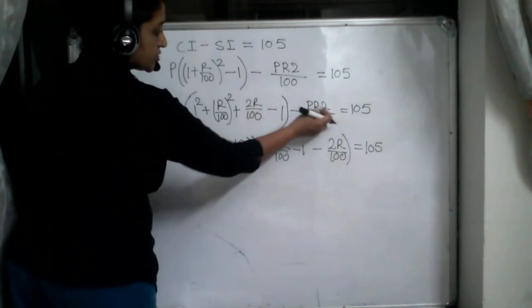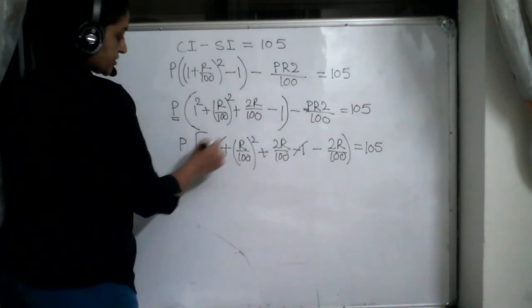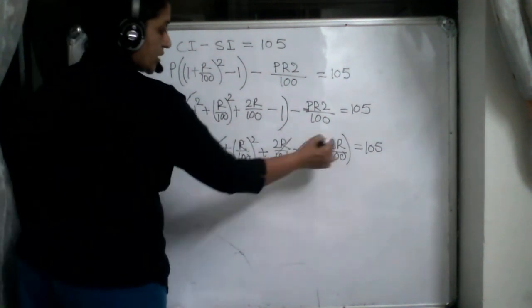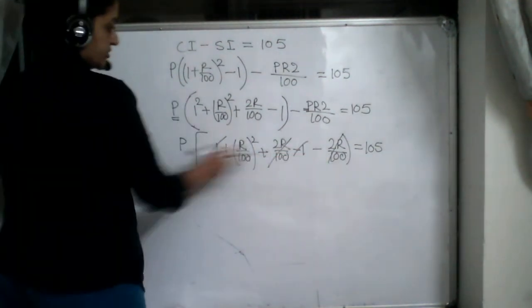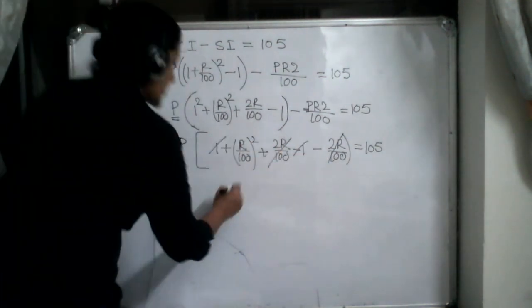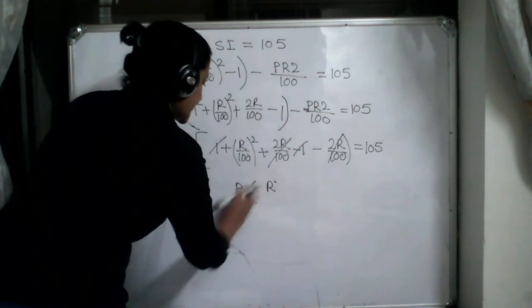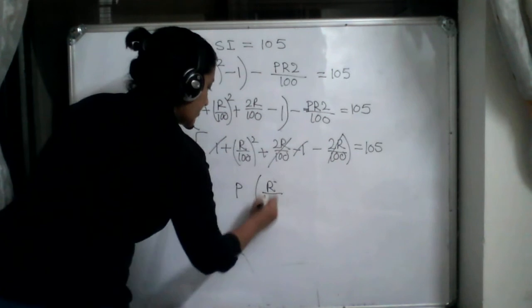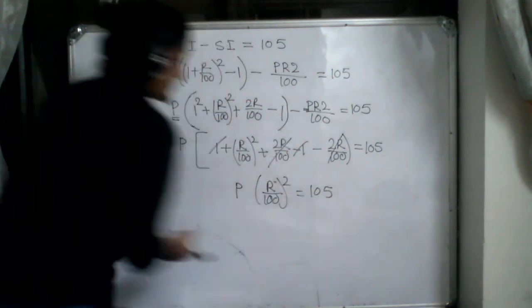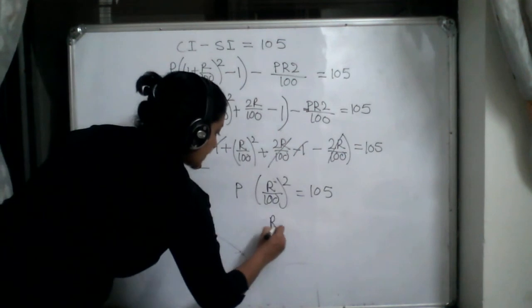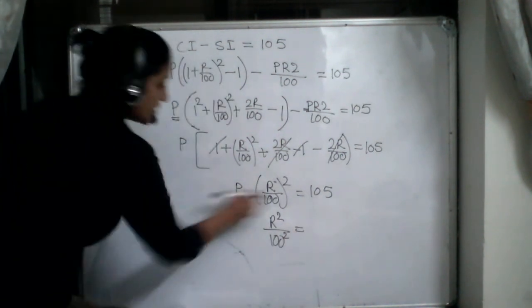Minus this 2 into R, 2R upon 100. Now you can see negative 1, positive 1 get cancelled. 2R upon 100, 2R upon 100 get cancelled. Why? Positive, negative, positive, negative. Now what is remaining with us? P into bracket R square, or we can write it as R upon 100 to the power 2, is equal to 105.